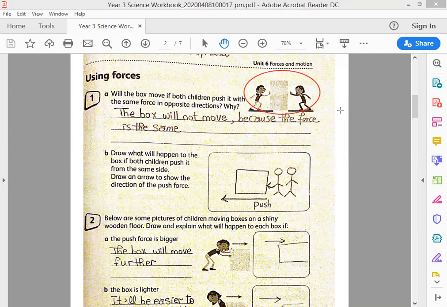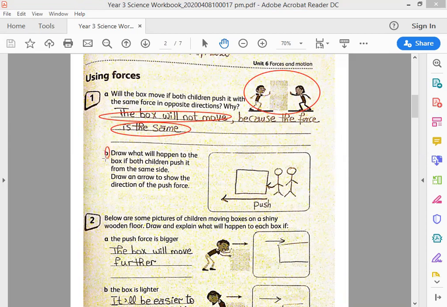If you push with the same force, the box will not move, because for the box to move it needs a net force. So the box will not move because the forces are the same. Both children push with the same force in opposite directions.